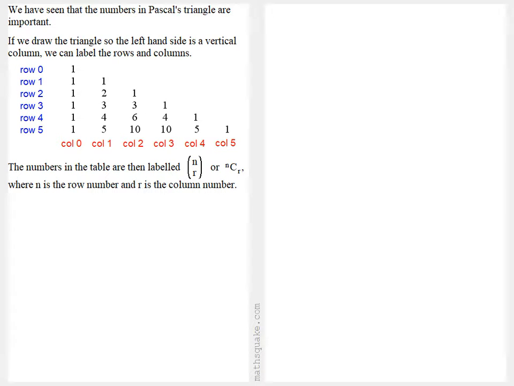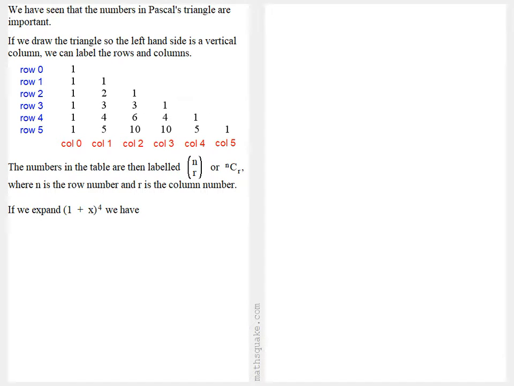The numbers in the table are either labelled in brackets n over r or nCr, where n is the row number and r is the column number. The bracket method tends to be used in pure maths and the C notation tends to be used in statistics. However, they are interchangeable. They both mean exactly the same thing.